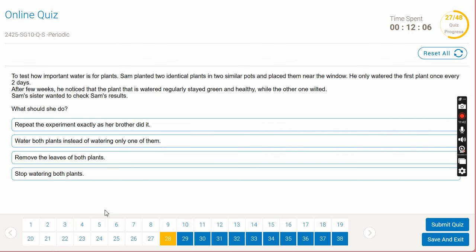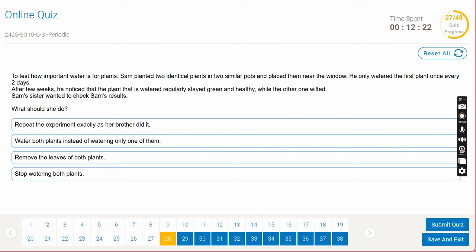That provides warmth. To test how important water is for plants, Sam planted 2 identical plants in 2 similar pots placed near the window. He only watered the first plant once every 2 days. He was testing the amount of water. So that's the changing variable as well.